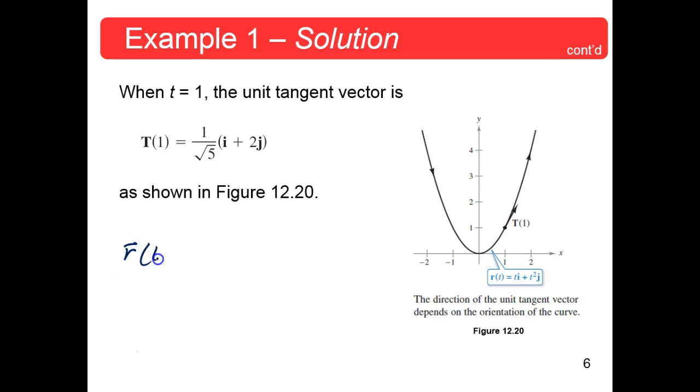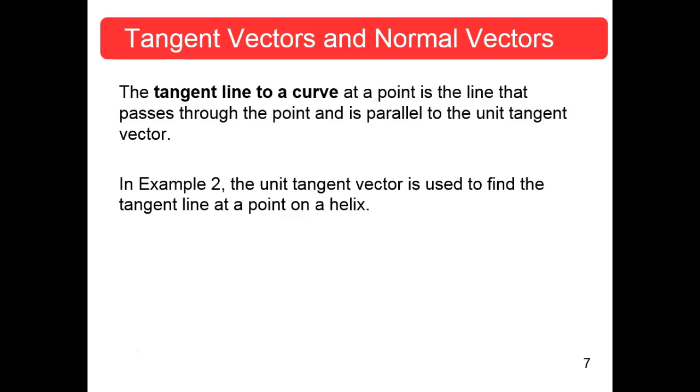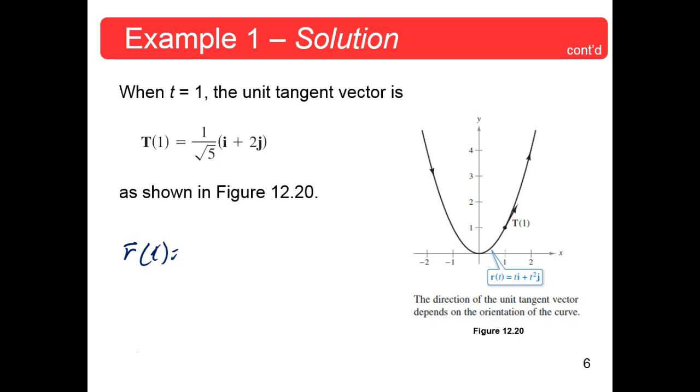The r of t is equal to negative t minus 2 i plus (t minus 2) squared j. Okay?